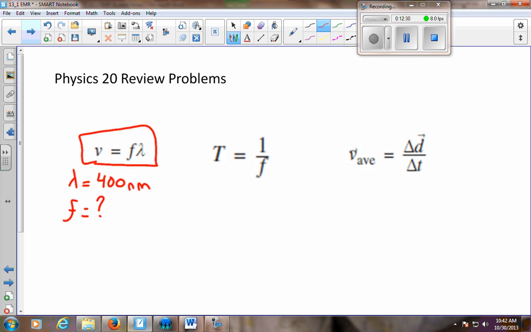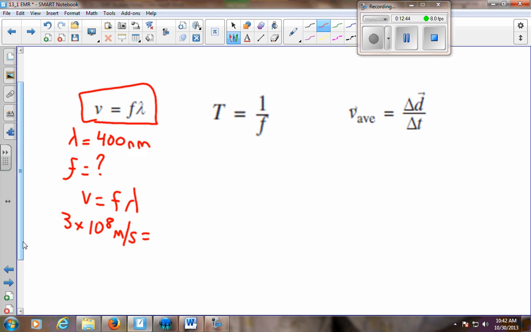Because when we use this, v equals f lambda, our velocity for EMR, we know. It's 3 times 10 to the 8 meters per second. This is in your formula sheet. The frequency for this ends up being what we're trying to find out. So I'll just call it f. And the wavelength in this case is 400. But remember, we want it in meters.